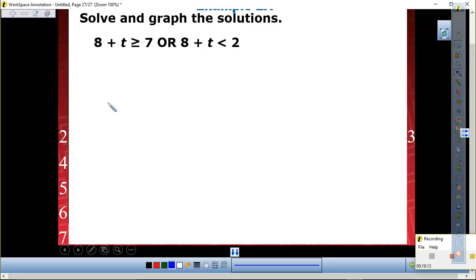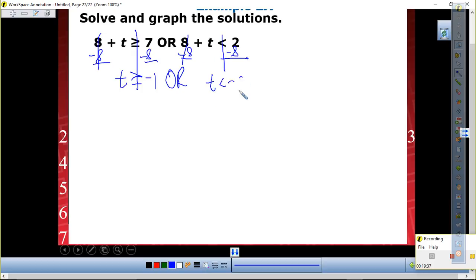All right, look up, please. So let's start with this one right here. Line down the inequality symbol. To get rid of the 8, what do we do? Subtract 8, subtract 8. So we're left with t greater than or equal to negative 1, or, subtract 8, subtract 8, t is less than negative 6.